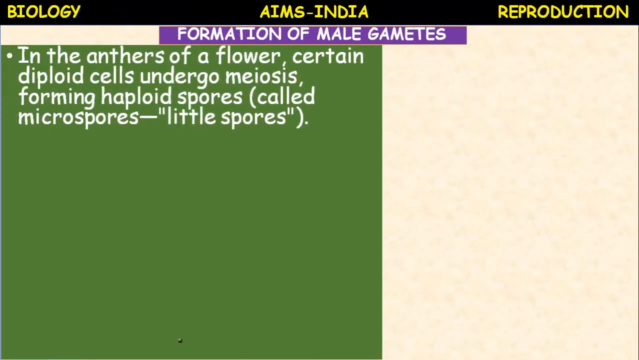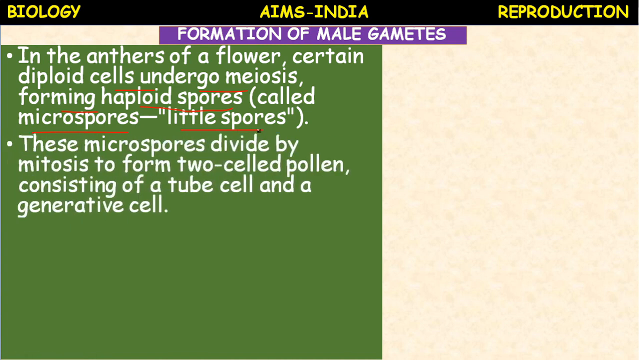So, formation of male gametes in the anther, just now we have discussed. In the anther of a flower, certain diploid cells are present. They undergo meiosis, forming haploid spores. They are called microspores, little spores. These microspores divide by mitosis to form two-celled pollen consisting of a tube cell and a generative cell. This is the structure of the male gamete. Okay.